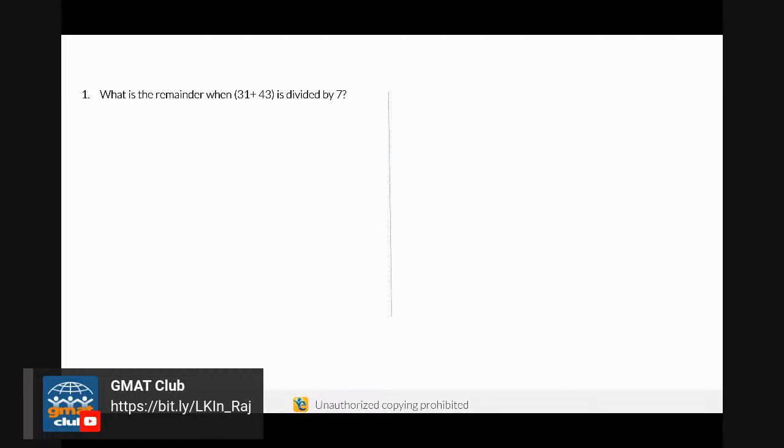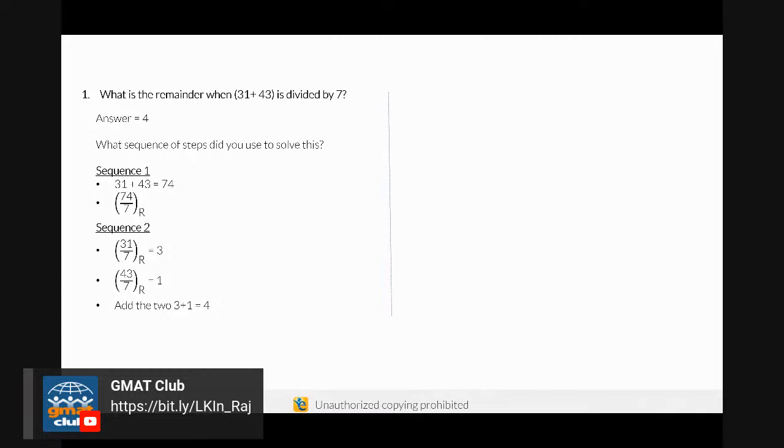So let's take a simple example, and this is not a question, this is an example to explain the concept of addition of remainders. So when I say what's the remainder when 31 plus 43 is divided by 7, there are two ways of doing this. One way is, you can really just solve this. So you say, hey, 31 plus 43 is 74, and then you do 74 by 7, and you get the remainder as 4. The other way is, you really say, hey, I'm going to get the remainder of each of the individual terms. So 31 by 7 gets you the remainder 3. That's number 1 over here. And 43 by 7 gets you the remainder 1. That's number 2. You add these two, you get 3 plus 1, and you get the remainder as 4.